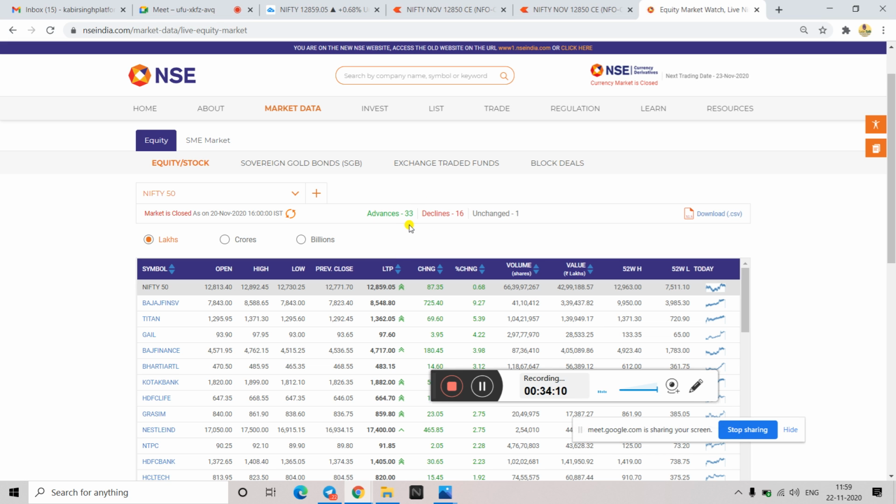So if you are applying this strategy, you're going to trade it around the opening. Just see at that time where the advances are or where the declines are. If the declines are more than 70%, you'll buy an ATM PE. If the advances are more than 70%, you'll buy an ATM CE. That is one point.